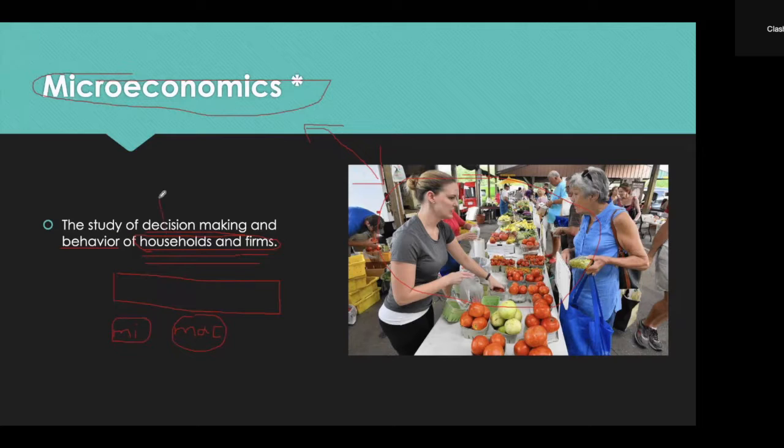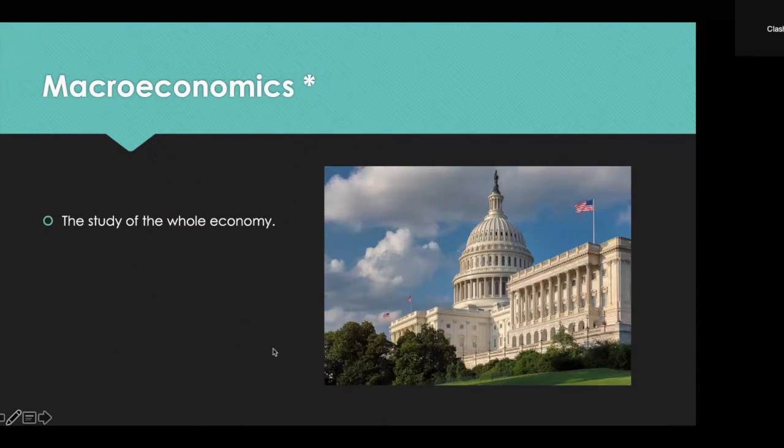So what are households? Households are people, individuals. So individual people, these are households. So household just means individuals and firms means the companies. So if it is relating to households or companies, right, individuals or companies, that is a microeconomic choice. If it isn't, it's a macroeconomic choice. And we'll look at some examples later on.